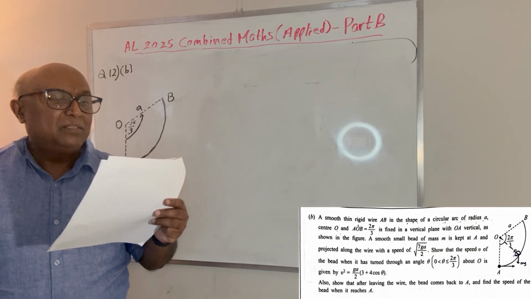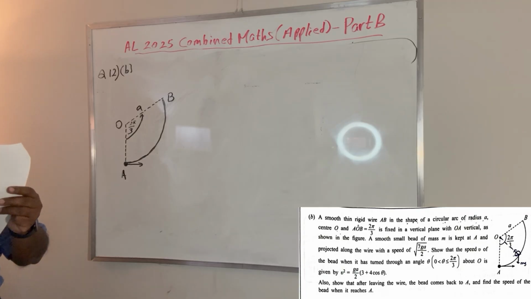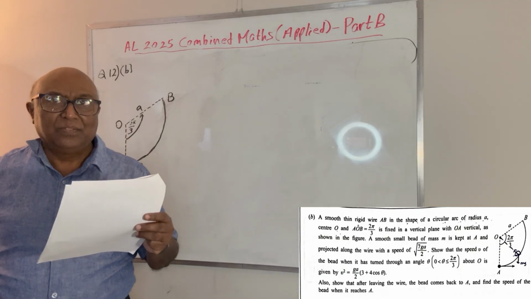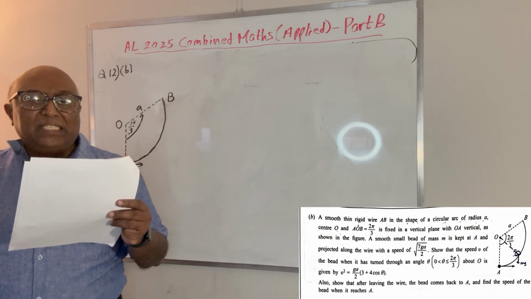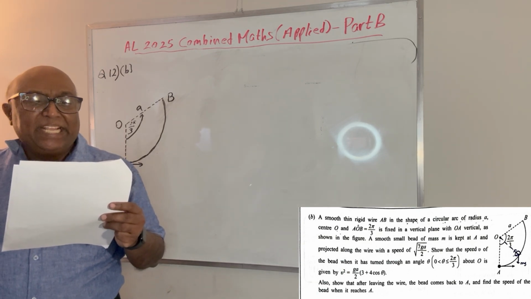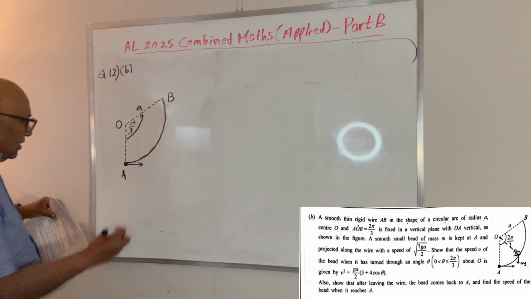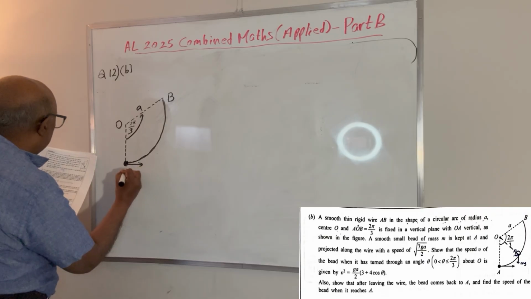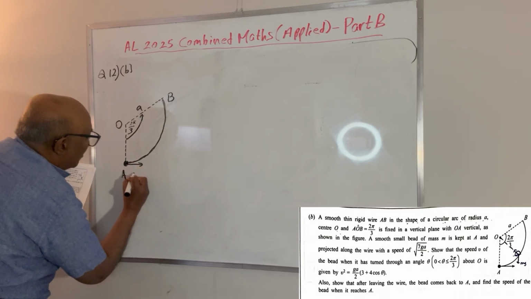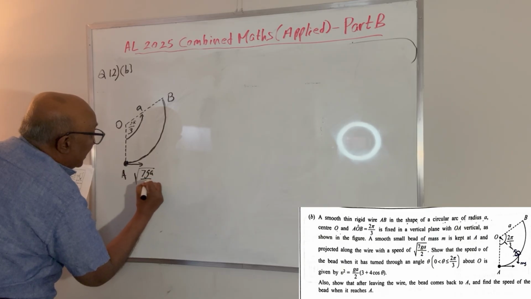A small bead of mass m is kept at A and projected around the wire. That means this bead is kept here and projected around the wire with this initial velocity, root 7ga over 2.